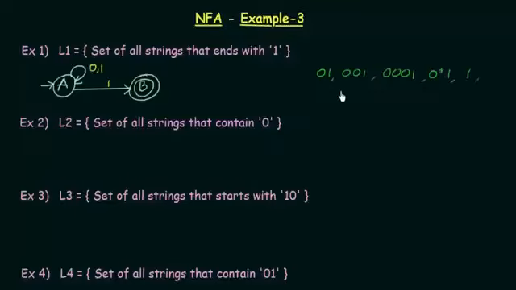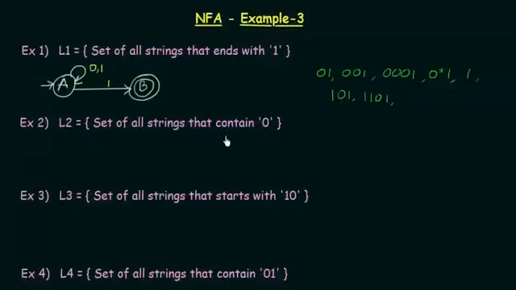But there are even other strings that end with 1, like let's say 101, 1101. Even these strings end with 1, and even these strings should be accepted. That is why I wrote that A on getting input 0 and 1 can stay in A, and if it gets the last input 1, it goes to B. In this way, all these inputs which end with 1 will be accepted by this NFA. Okay, now let's come to the next one.